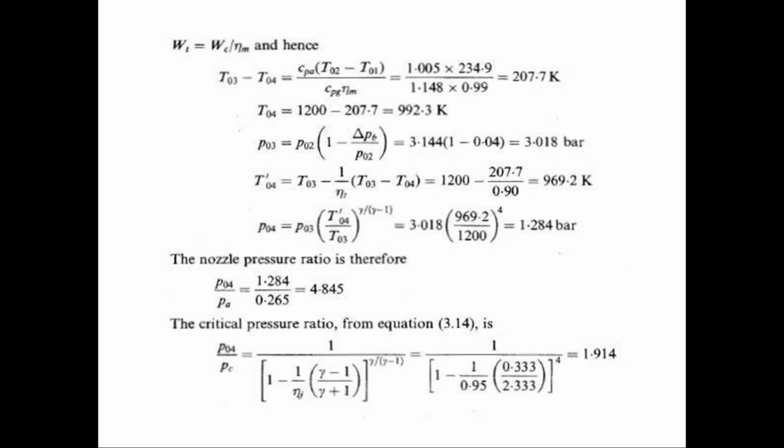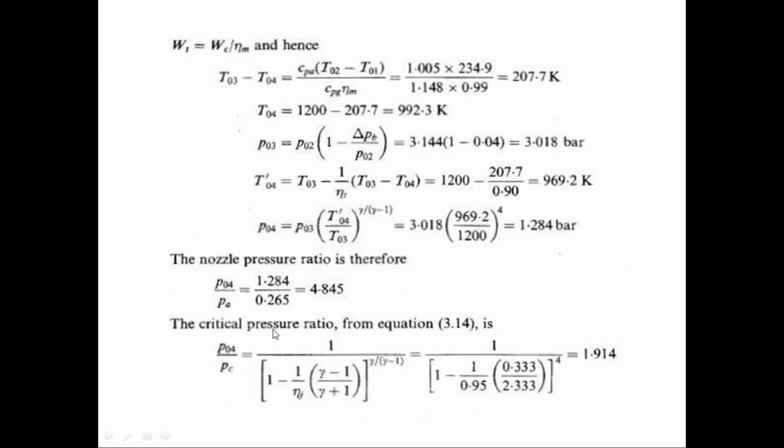In order to find whether the nozzle is choked or not, you can compare it with the critical pressure ratio, and the expression for the critical pressure ratio is P04 by Pc equal to 1 over [1 minus (1 over nozzle efficiency) times ((gamma minus 1) divided by (gamma plus 1))] raised to the power gamma divided by gamma minus 1. So nozzle efficiency is 0.95, gamma minus 1 is 0.33, gamma plus 1 is 2.33, raised to the power gamma over gamma minus 1, which is 4.